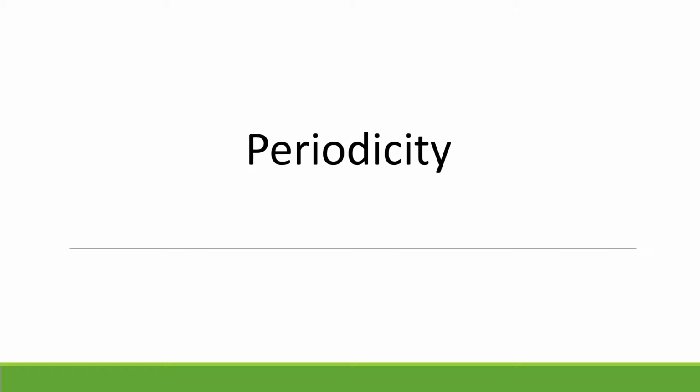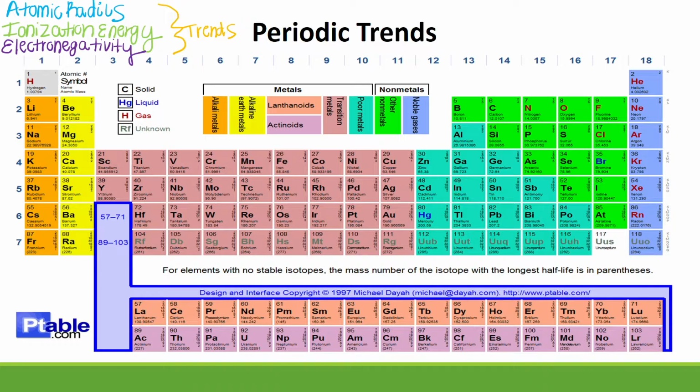Hi guys, so today we are going to be talking about periodicity and how you can use a periodic table to identify periodic trends. So the three trends that we are going to start out talking about are atomic radius, ionization energy, and electronegativity. So let's go ahead and start out with atomic radius.